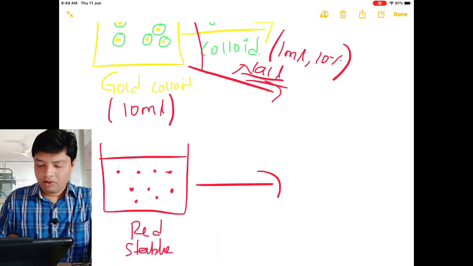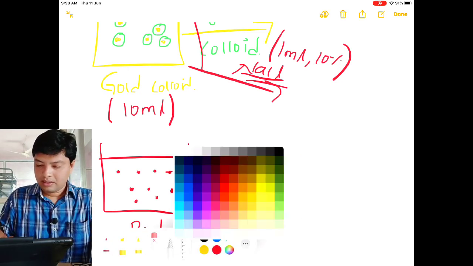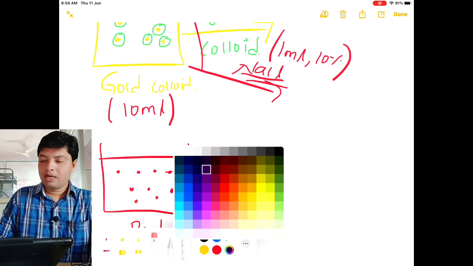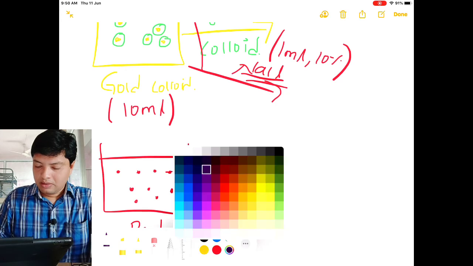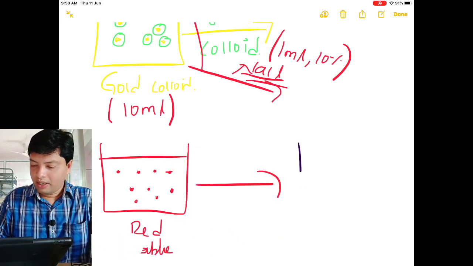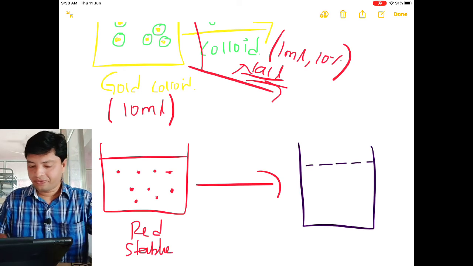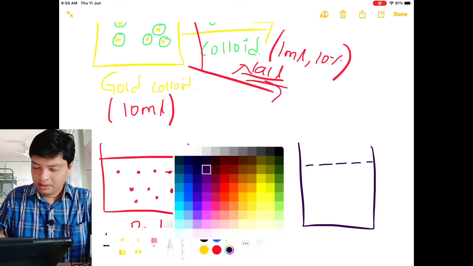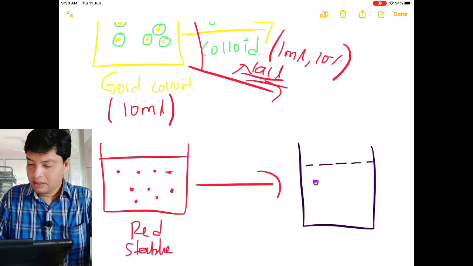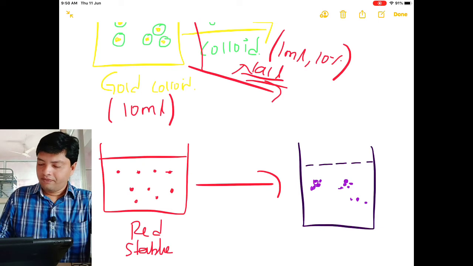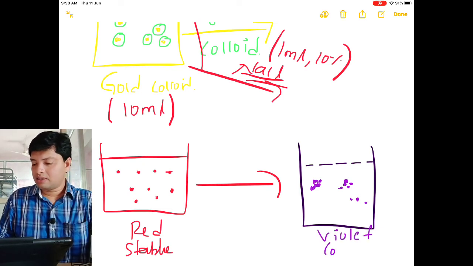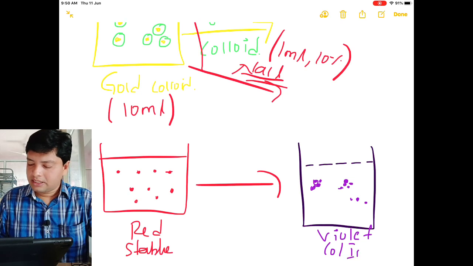Then the color of the lyophobic colloid when it forms destabilized particles is violet. So this will be the color of the destabilized lyophobic colloid. Destabilized means the particles are forming aggregation. So violet color means unstable.